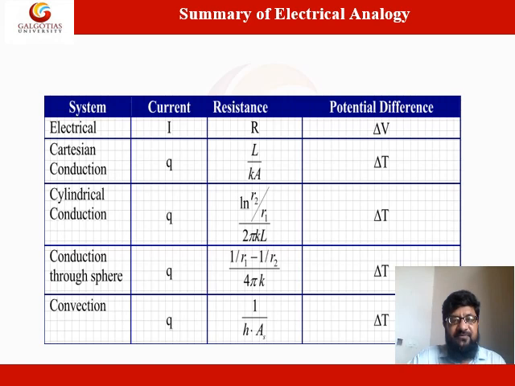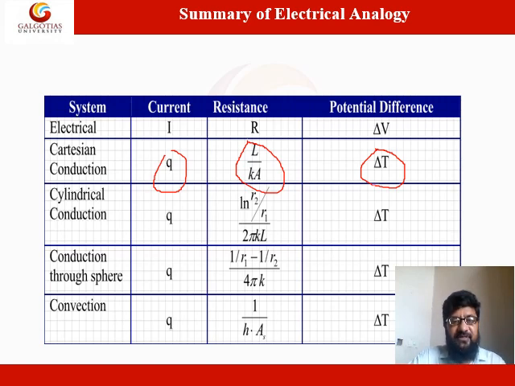So here is a summary of the electrical analogy. If I is the current in the electrical system, R is the resistance and del V is the potential difference, then in heat transfer, in Cartesian conduction, the heat transfer current will be analogous to Q, the resistance, known as thermal resistance, will be given by L by Ka, and the potential difference, which is responsible for the heat flow, will be del T.